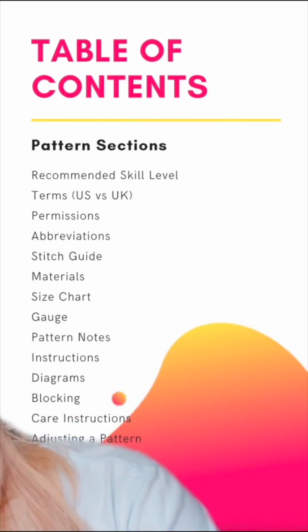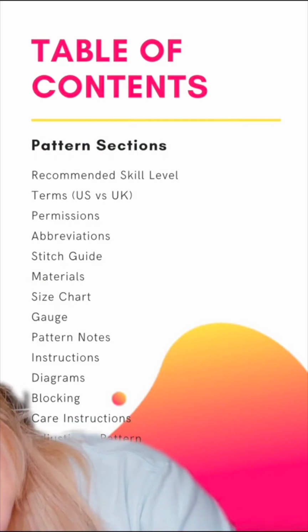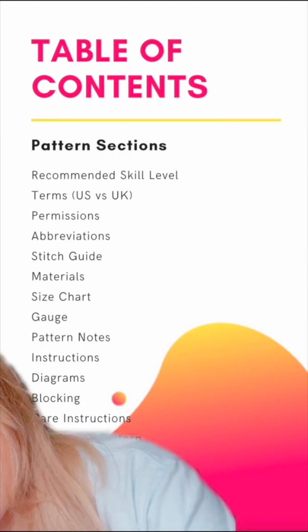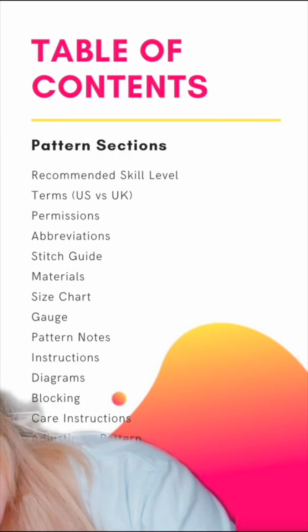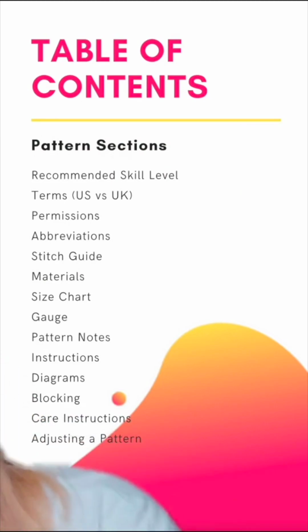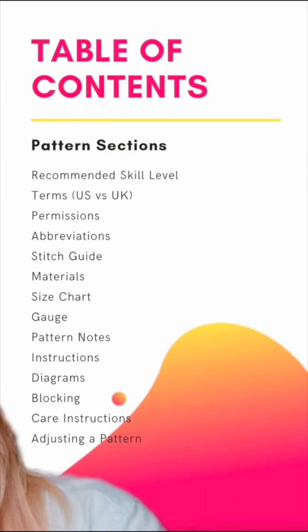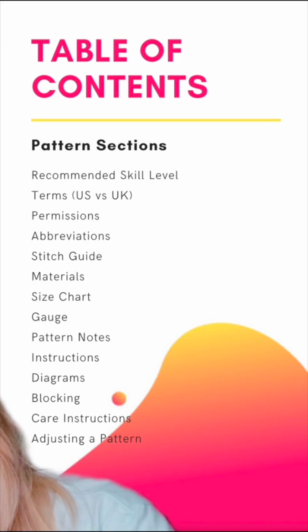It's the skill levels, the terms, the differences, the definitions, what do they mean? Abbreviations, what are common abbreviations? Stitch guide, what's a stitch guide? Materials, what are the different things you can need? Size charts, how do I use those? What is gauge? I already made videos on gauge.